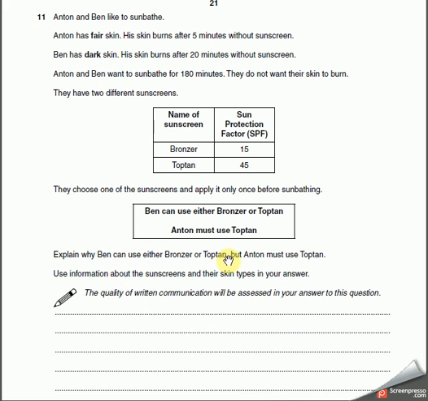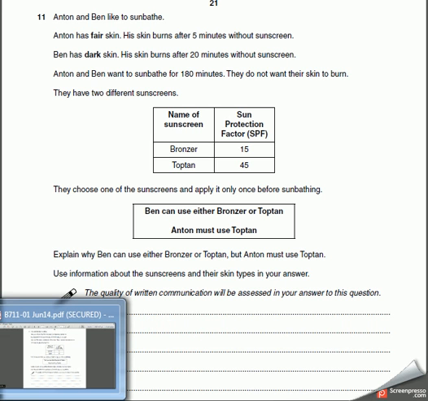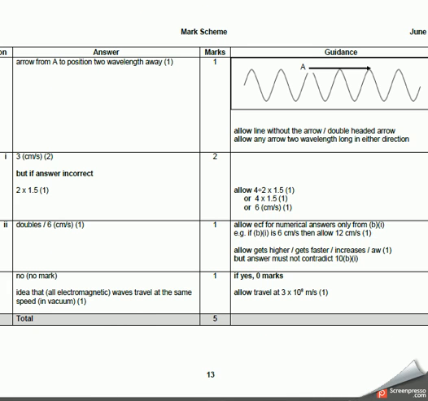Now you have to explain why. Once you've done the calculation, you need to remember that Ben has dark skin, so he has more melanin. Melanin absorbs more UV radiation to stop it reaching the deeper layers of the skin.